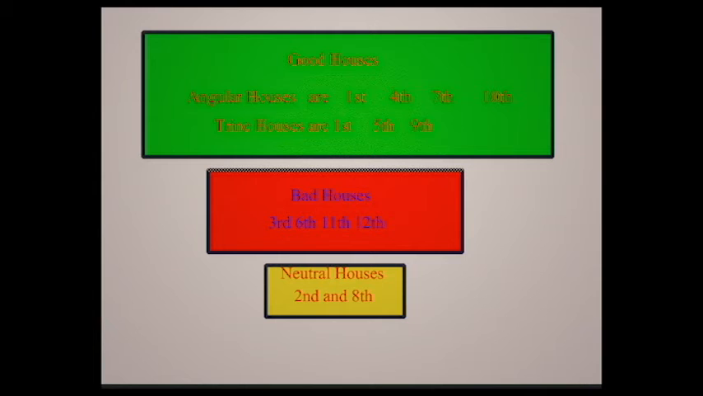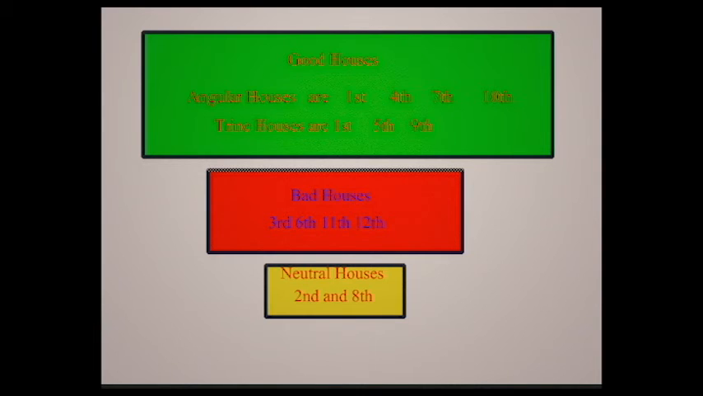So the good houses are the 1, 4, 7, and 10. These are called the angular houses. We have seen that the four houses in the four directions, east, south, west, and north, form the 1, 4, 7, and 10th houses. These are called the angular houses, and these are very important in a birth chart.